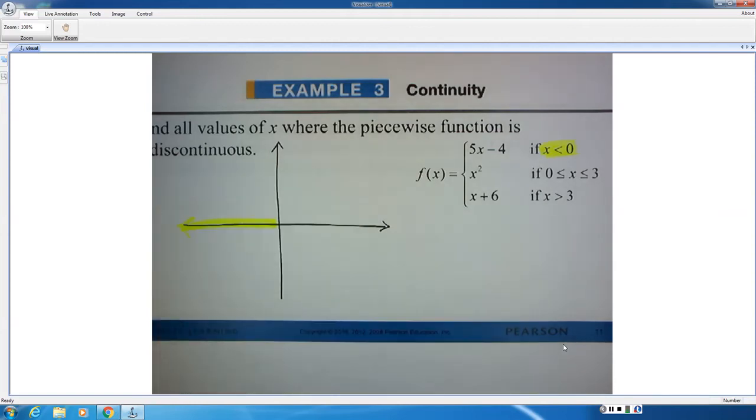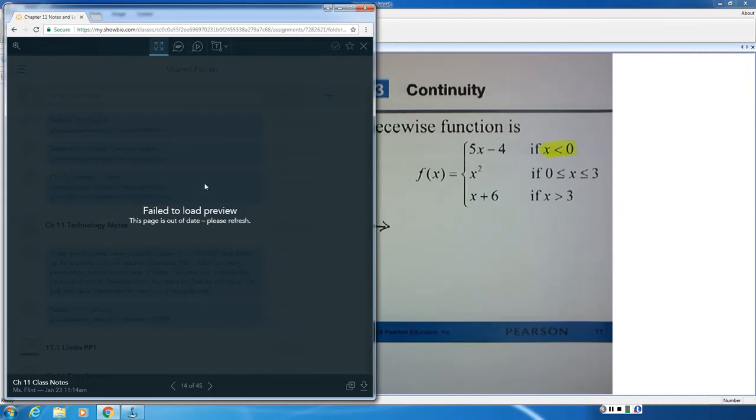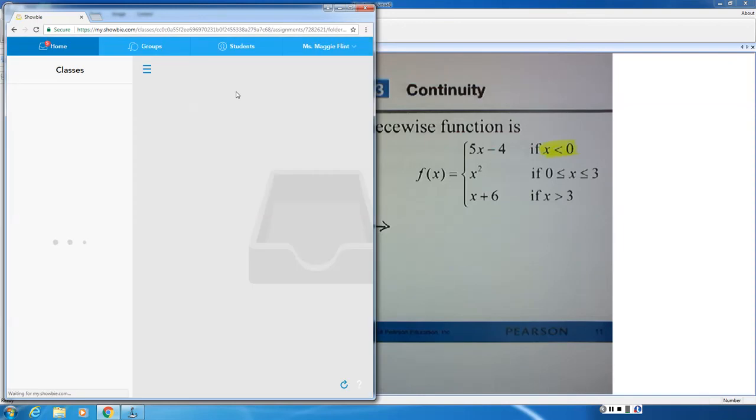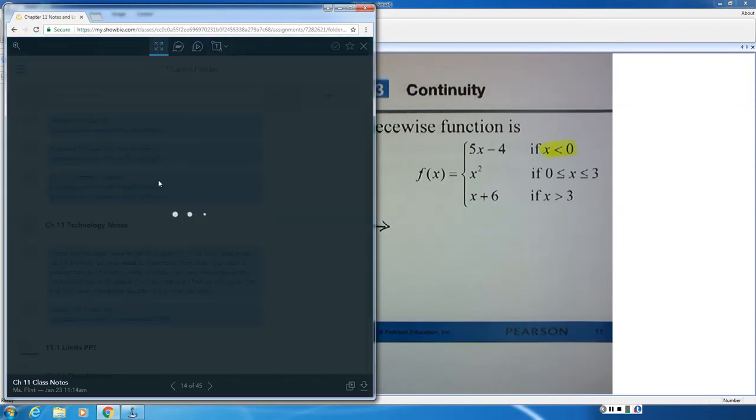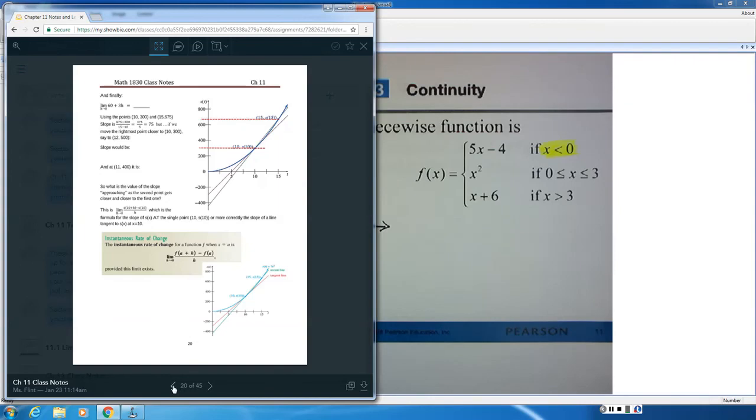Okay? Glenn, what page of the notes do you want? I've got a piecewise problem on here, but it's not. Is yours different? Yeah, 16. We're on page 16 of the notes. Let me pop it back up again. Oops, went too far.